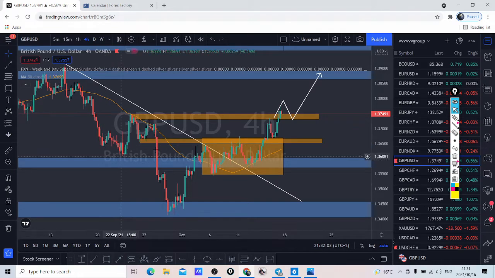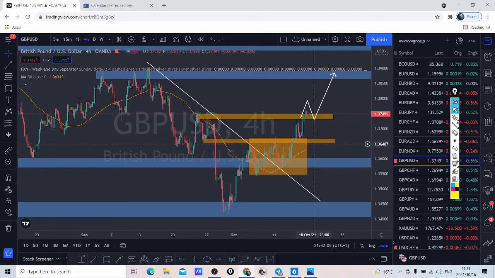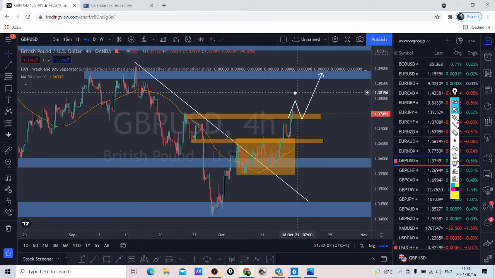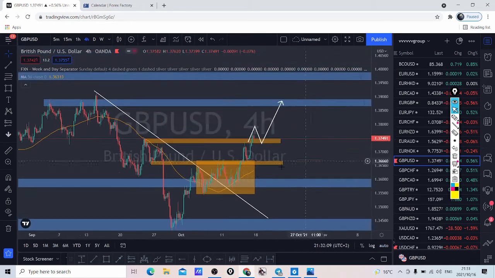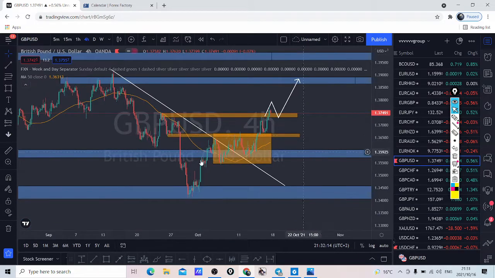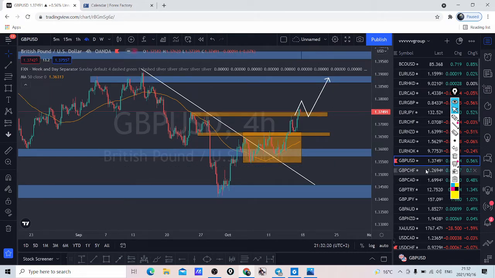GBP pairs. But now the market is already up. I don't know what's going to happen, but I'll give you the update about this one, because it's one of the nicest setups that I currently see.